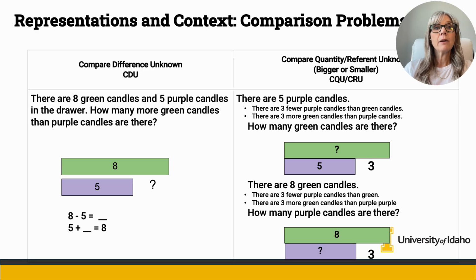Bar modeling is very helpful in comparison situations where the language is more complex. Here you can see that the bar model represents the two sets and their differences. We can clearly see what quantity is known and what is unknown, or what the numbers 8 and 5 and 3 refer to in each situation.